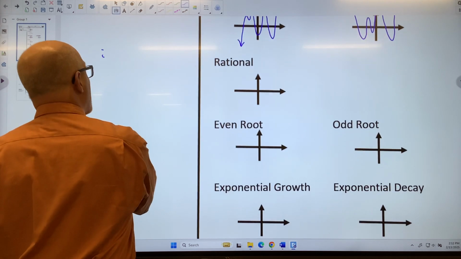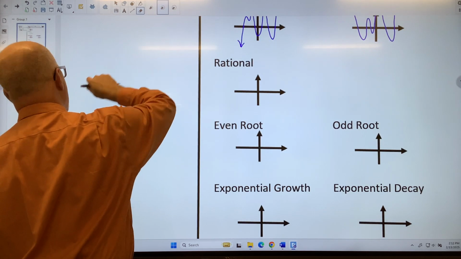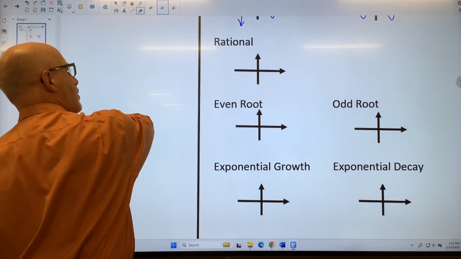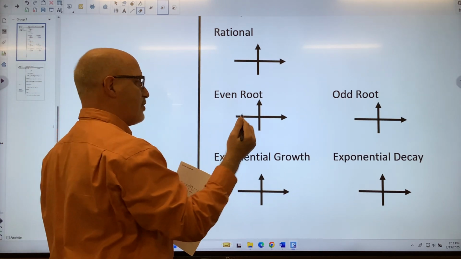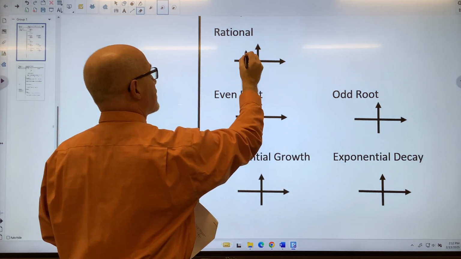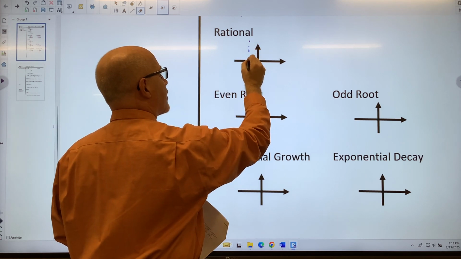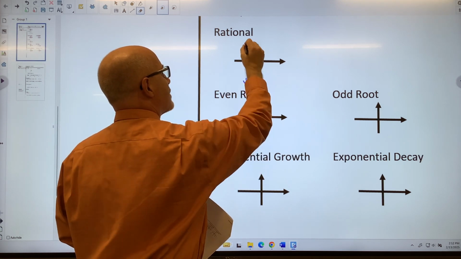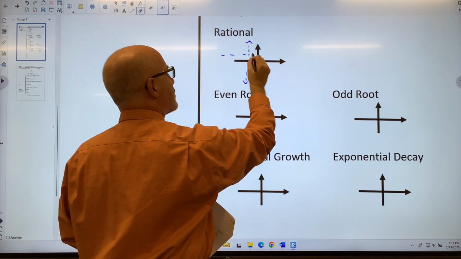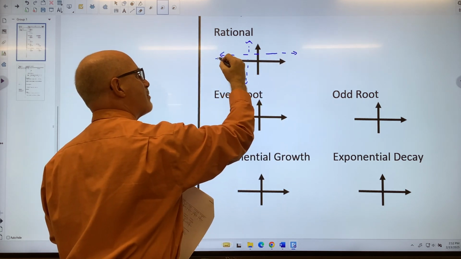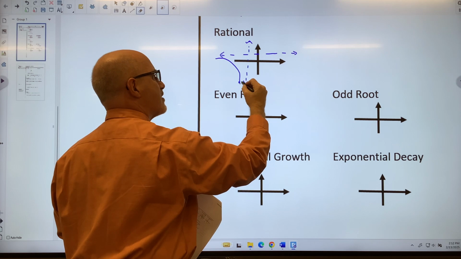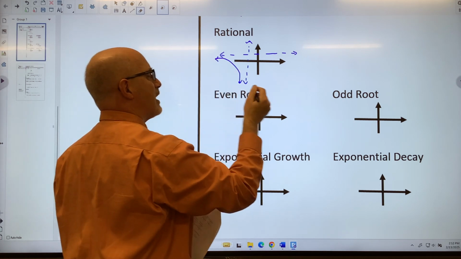Let's look at some of the more recent graphs that we've done in Algebra 2. So a rational graph, when we graph one of these, usually there's some type of asymptote. Sometimes there's a vertical asymptote. Sometimes there's a horizontal asymptote. Our graph will oftentimes look like this, where it chases those asymptotes off to the end behavior.